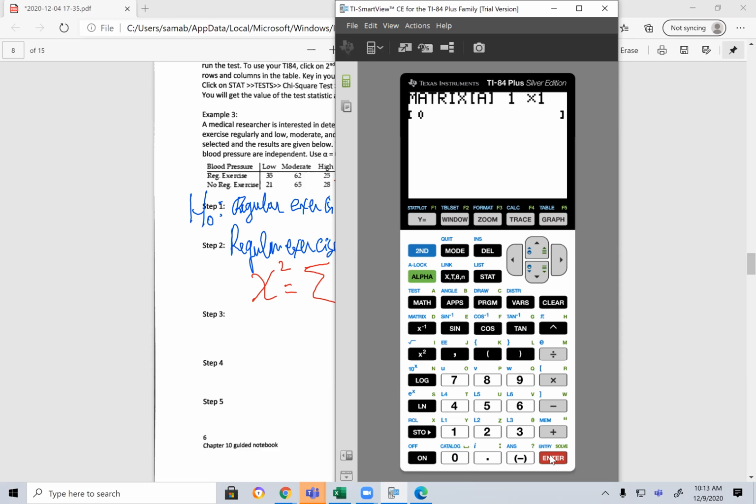Okay. What do you think I need to enter here? It says matrix and it says 1 by 1, but I don't have 1 by 1. What do I have here? How many rows? 2 by what? 3. 2 by 3. And then start entering them. That's it. 35, 62, 25. This is what the calculator needs, and it's going to do the expected value by itself.